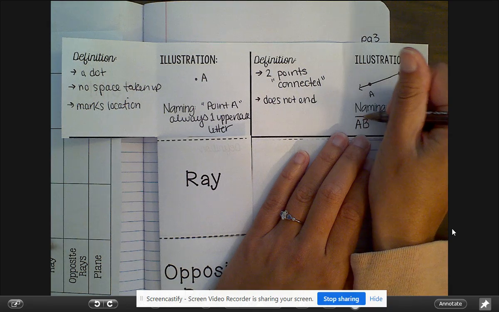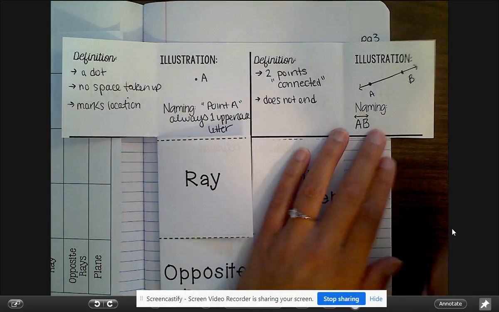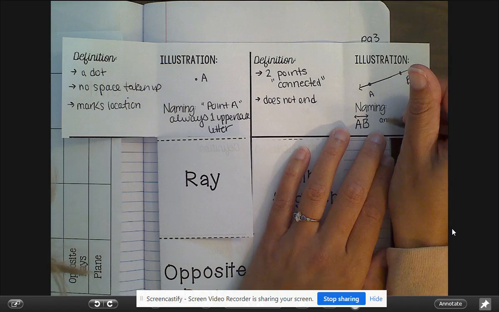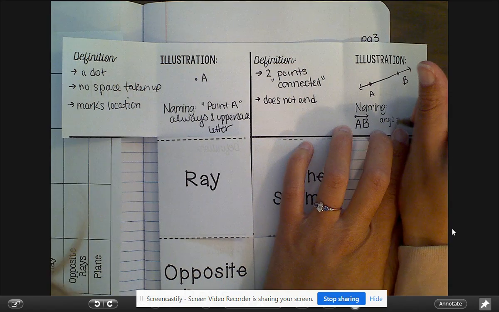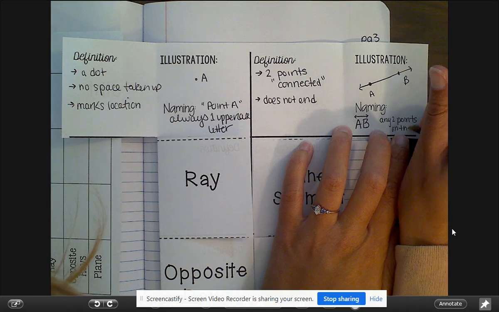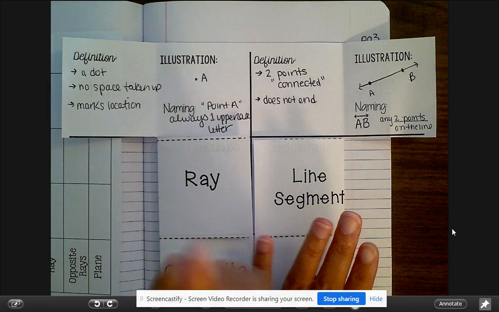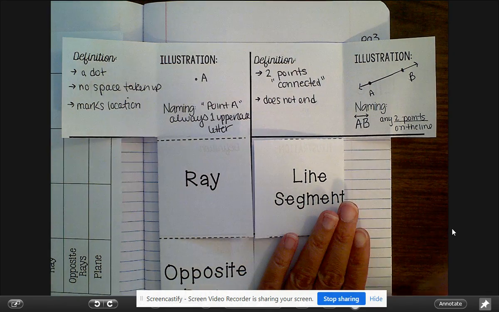And then we put a little cute line drawing over top of it. So any 2 points on the line is how we can name it. But it has to be 2, no more, no less.